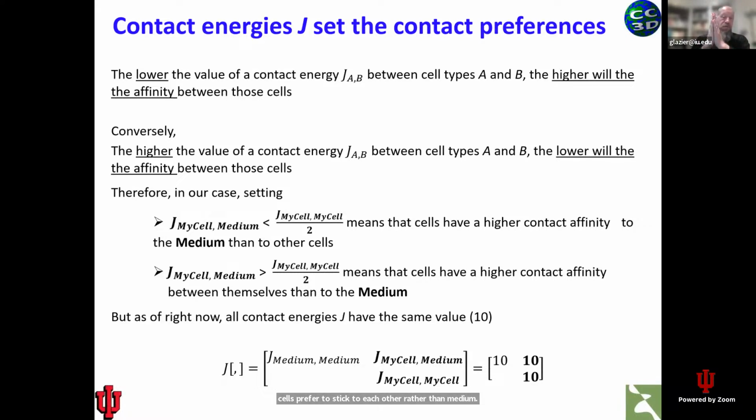The reason for the factor of 2 is, suppose that I have two cells that are touching each other, and I have 1 unit of contact energy, 1 unit of contact area. Imagine my hands as being 1 unit of area. If I pull them apart and they're now touching medium, I have 2 units of contact because each cell separately is touching medium. And that's why there's a factor of 2. We're starting out with these all being 10 and 10.